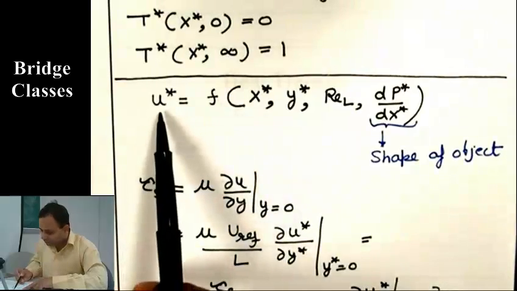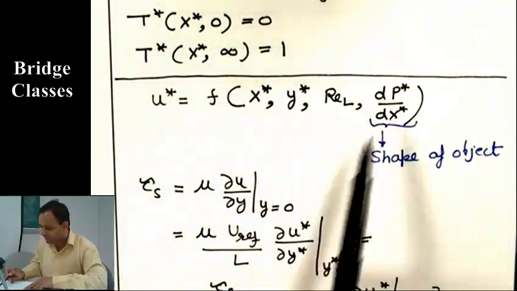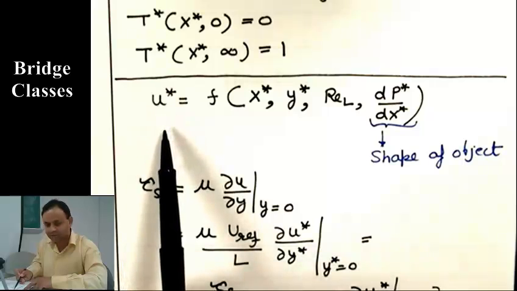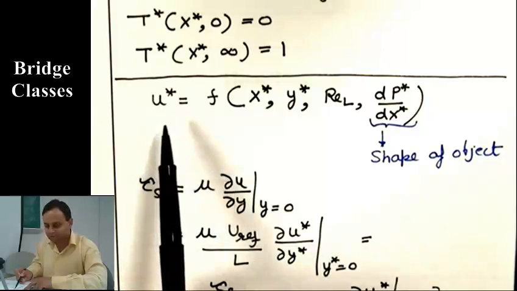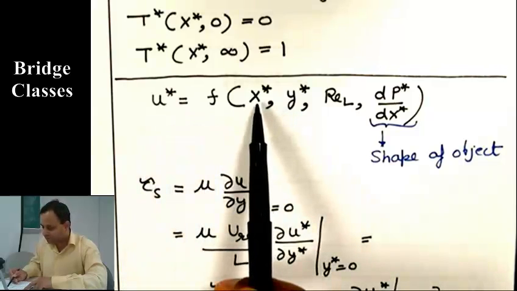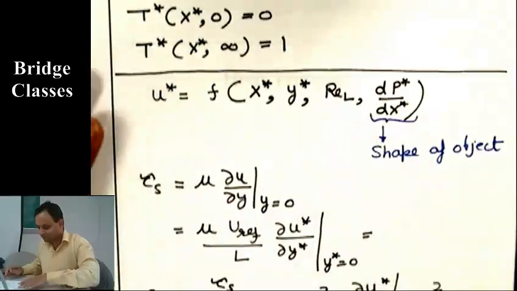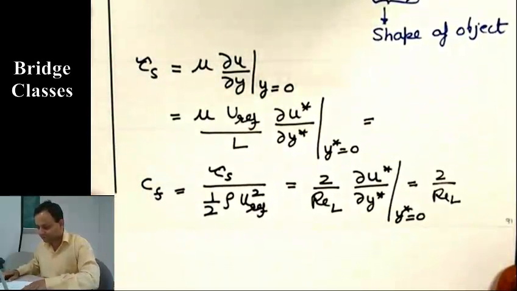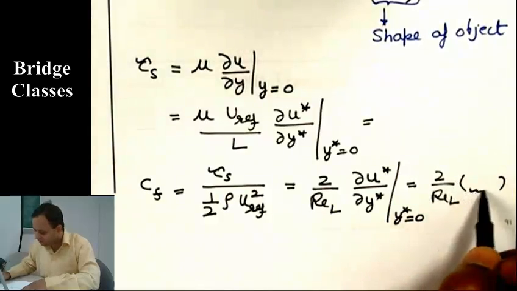We wrote u star is a function of x star, y star, Reynolds number and this pressure gradient. So if we differentiate this, del u over del y, and take the derivative at y equals 0, that will be a function of x star, Reynolds number and this pressure gradient. It will be some function. We are not interested at this point in getting what that function is. So there is going to be that term here.